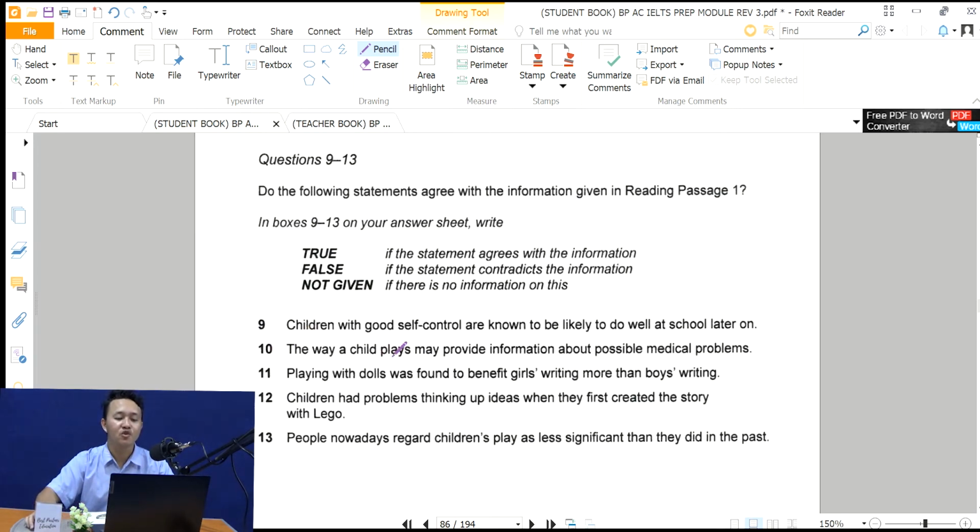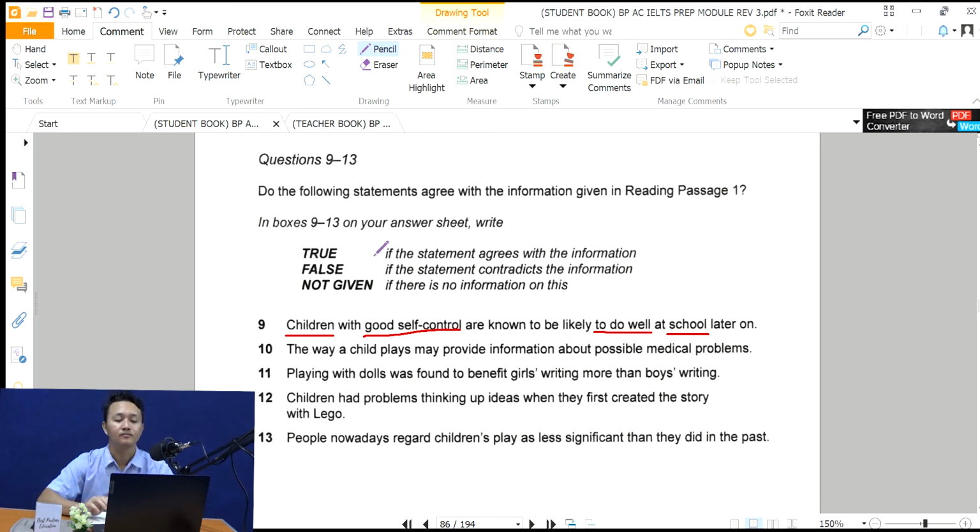Now, let's try number 9. Children with good self-control are known to be likely to do well at school later on. Let's try children, that's a keyword. Good self-control, to do well at school.